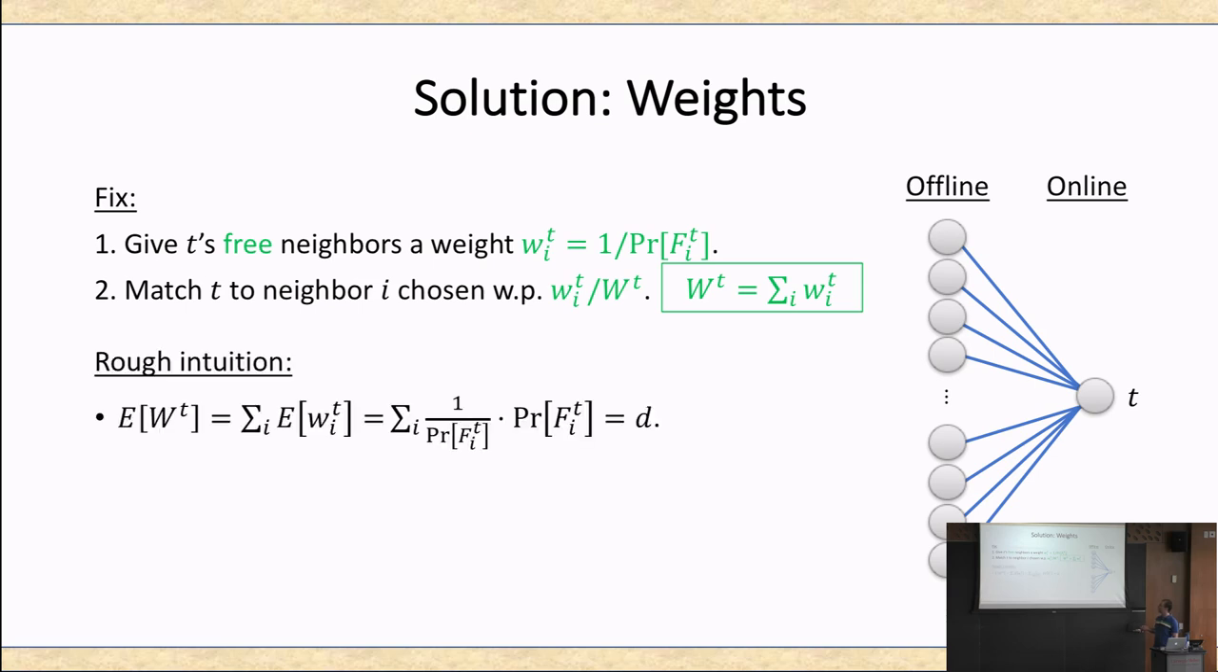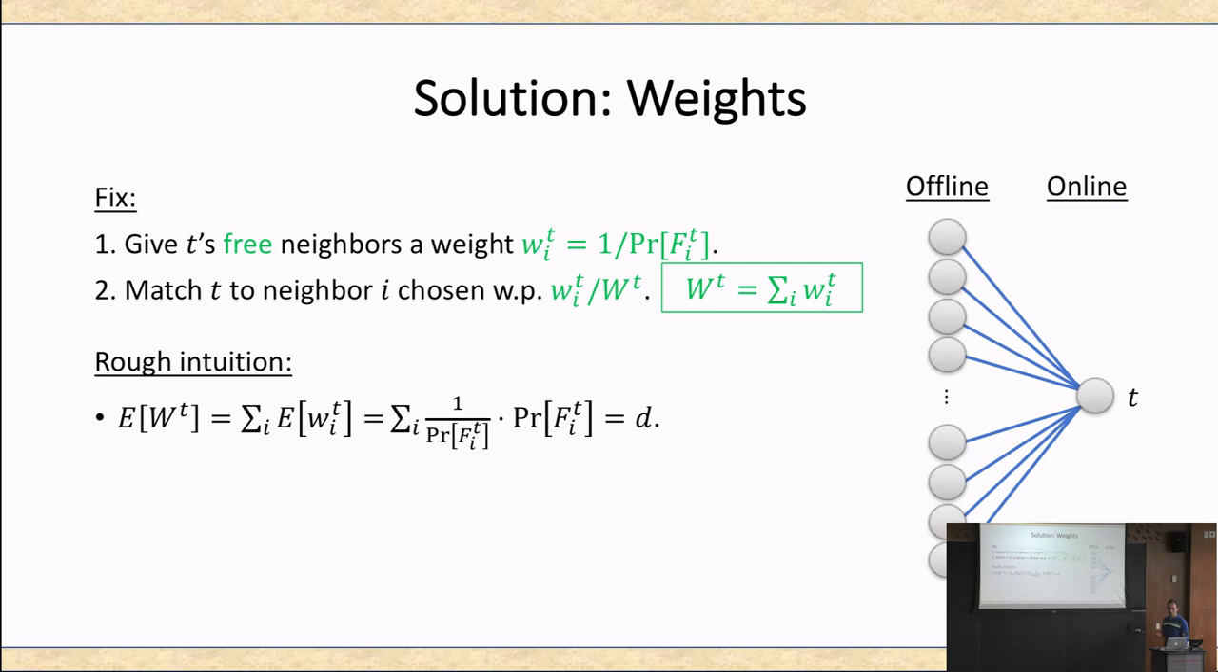So again, same rough intuition as before. The expected sum of weights is, by linearity, the sum of the expected weights. And for each of these, this is the weight, and that's the only time it actually gets a weight, so this cancels out. That's a 1. We're summing over d neighbors. So the expected sum of weights is d.